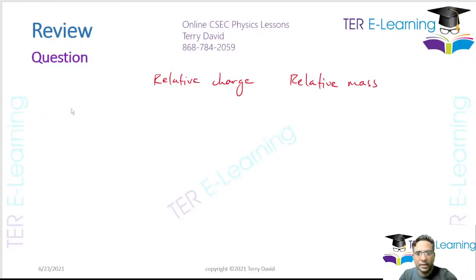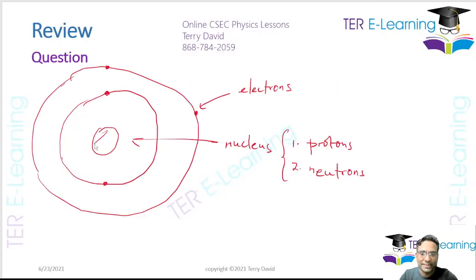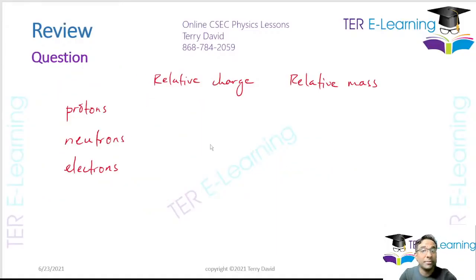and we have our protons, we have neutrons, and we have electrons. So apart from knowing the location of these things, the protons and neutrons are found inside the nucleus. That's where we find protons and neutrons. And electrons orbit the nucleus. Now, you all need to be able to give the relative charge and the relative mass.